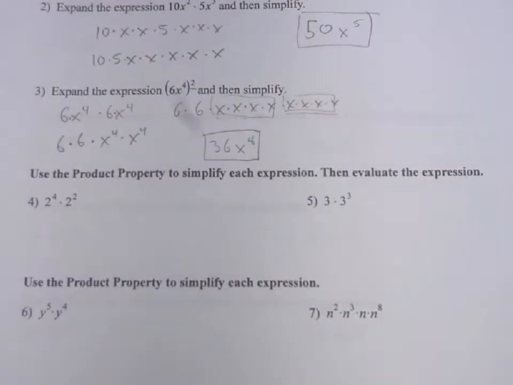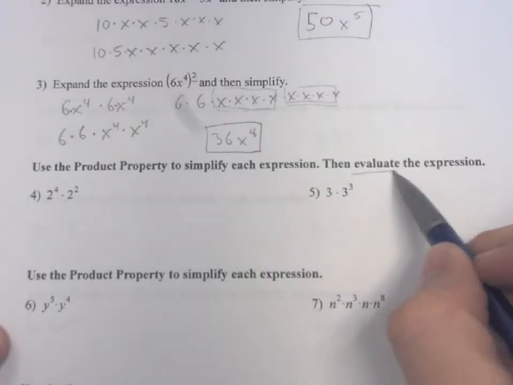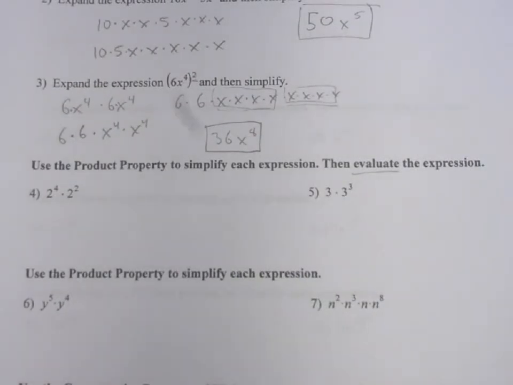All right, on these ones, we're not going to do all of these, but I will do some of these with you. Use the product property to simplify, then evaluate. So we actually have numbers here, and whenever you have numbers, you can actually figure out the final answer. Evaluate means your end answer should be a value. So we're actually going to get a number out here.